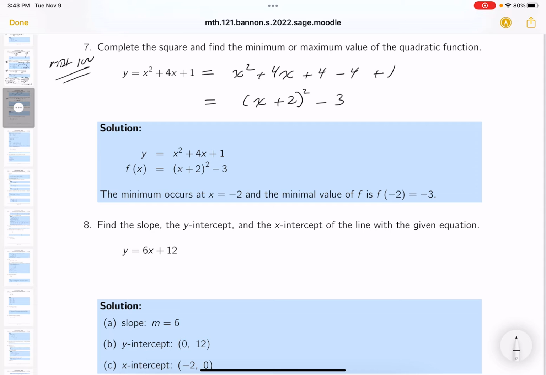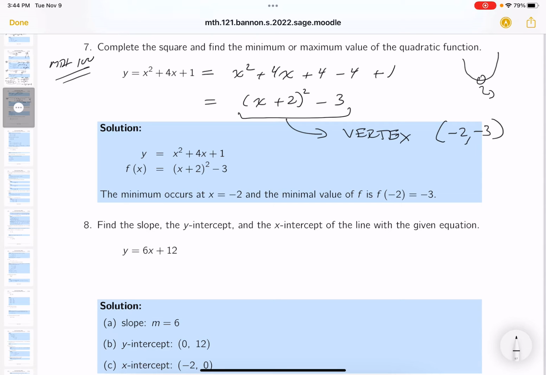Now, by the way, they did say complete the square, but they said something else. They said, find the minimum or maximum value of the quadratic. And what does that mean? This is a quadratic function, and it's a parabola. The minimum value would be here. And this is a convenient form for the vertex, by the way. So the vertex occurs at the point minus 2, comma, minus 3.